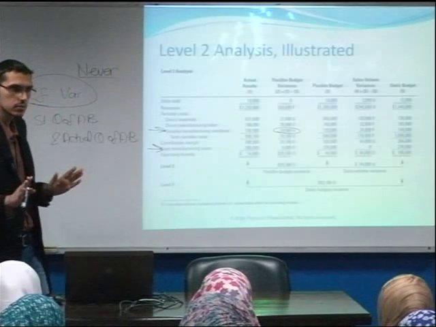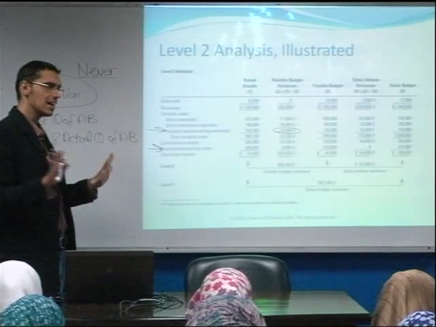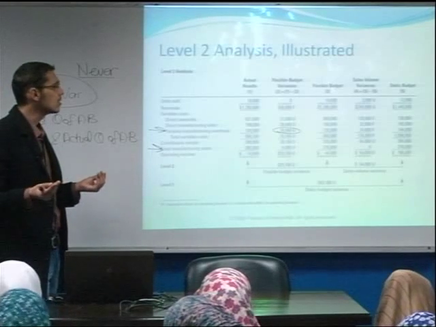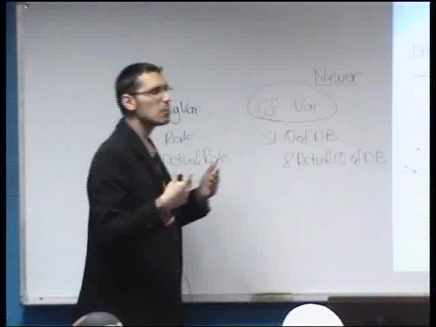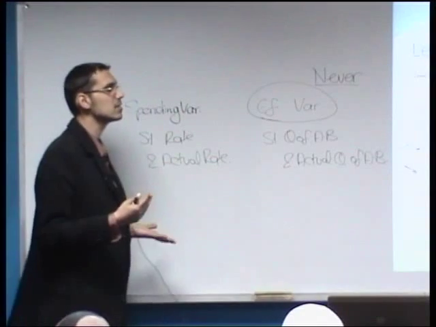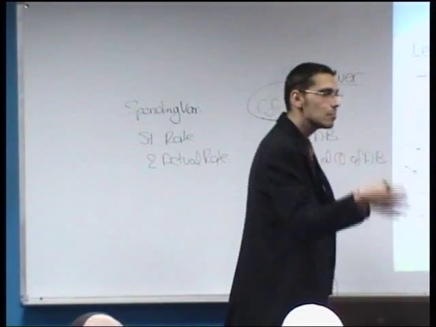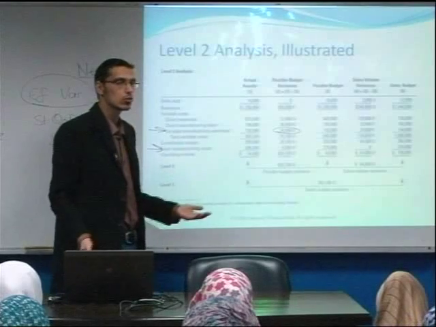Any questions? Do you have any questions? Therefore, what might be the causes of a spending variance within the fixed manufacturing overhead? Who can first of all give us some examples of fixed manufacturing overhead costs here?